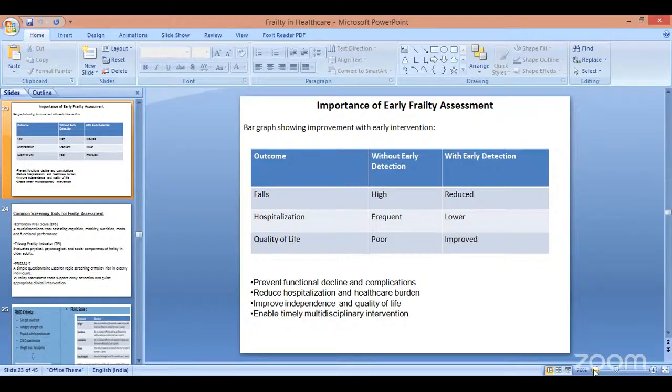So it prevents functional decline and complications, reduces hospitalization and healthcare burden, improves independence and quality of life, and enables timely multidisciplinary care. So we need a multidisciplinary intervention to prevent frailty.